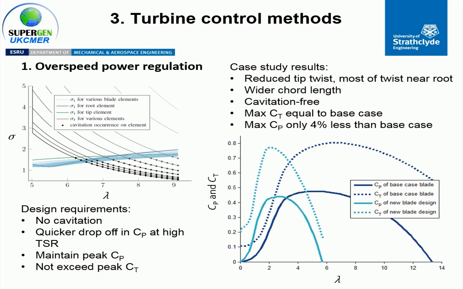So the dark blue is the initial design, and then the light blue is the optimized design. So you can see that we've got a much more rapid drop-off on the right-hand side of the power curve. But also what we haven't done is lost too much in the way of the peak CP, and we haven't got an increase in the peak thrust. So there's various ways you could do this, various different design requirements you could put into the methodology. You get different results output. But what this is showing you is that it is possible to successfully design blades that will operate with overspeed power regulation.